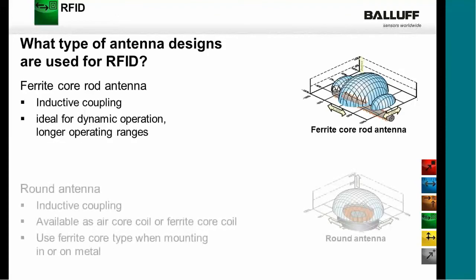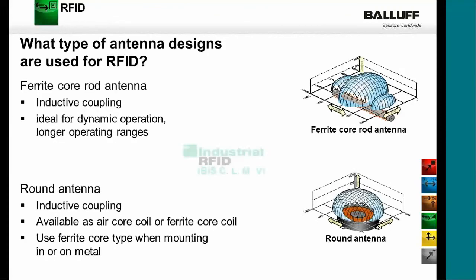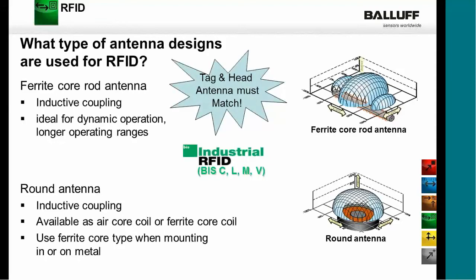The other antenna that we use is called a round antenna. A round antenna does not have quite the range that a rod-style antenna does. However, the benefit of this is that it is not directional. It can pass in any direction. One important thing to point out is you cannot mix and match these. If you have a tag, a data carrier, which also has an antenna, if that data carrier has a rod-style antenna, the read-write head would also have to have the same rod-style antenna for it to work. You cannot mix and match between the two types of antennas.